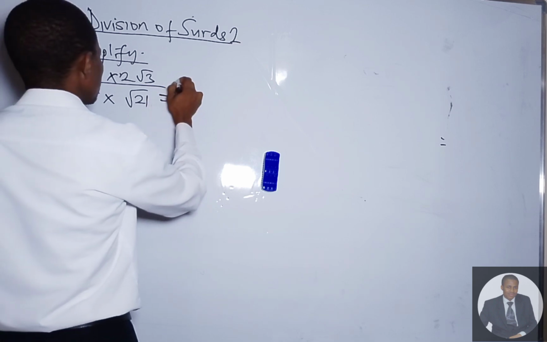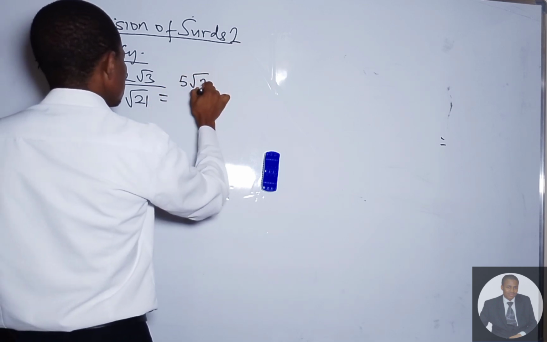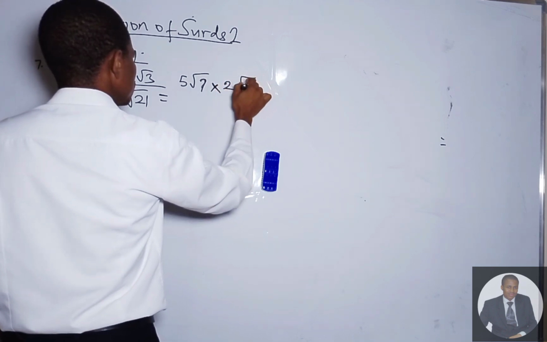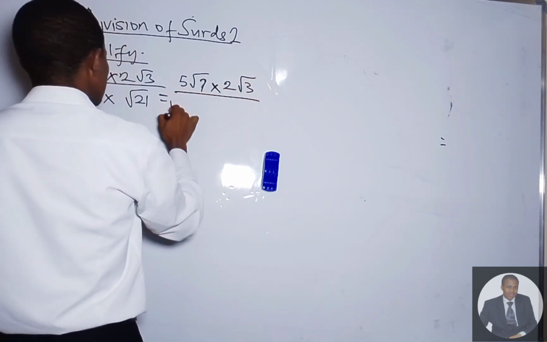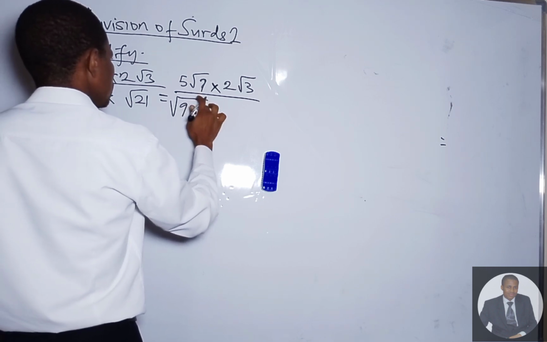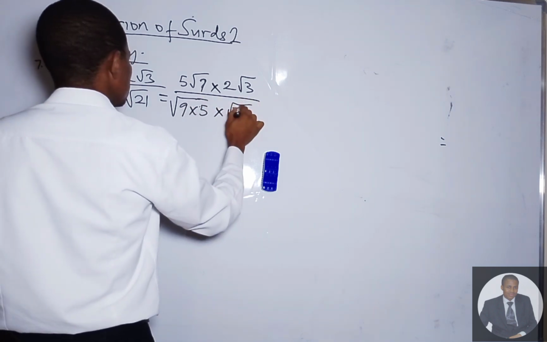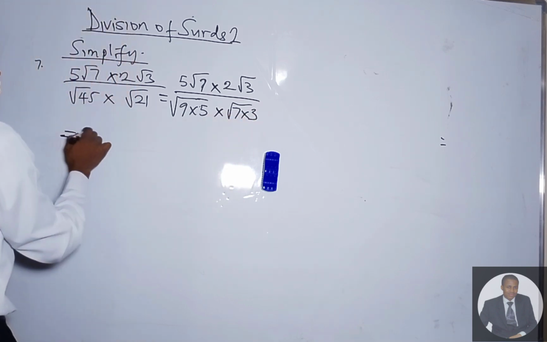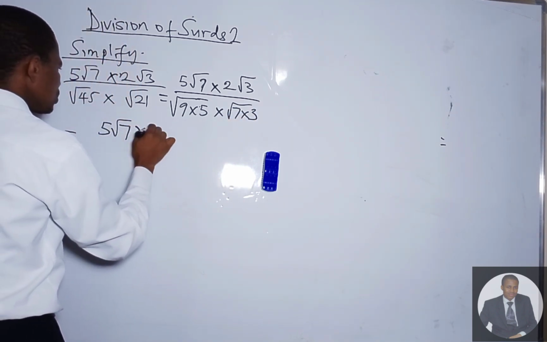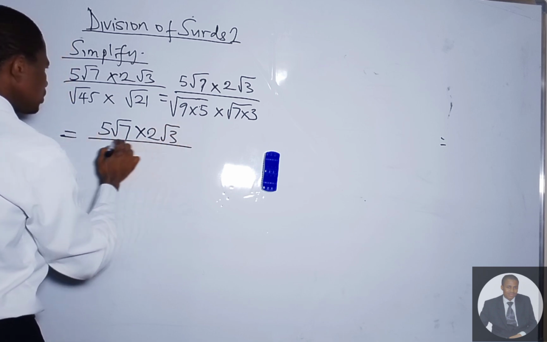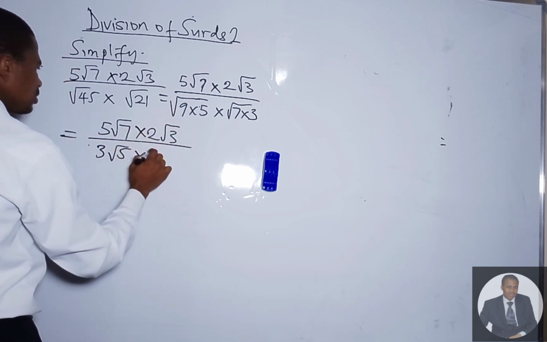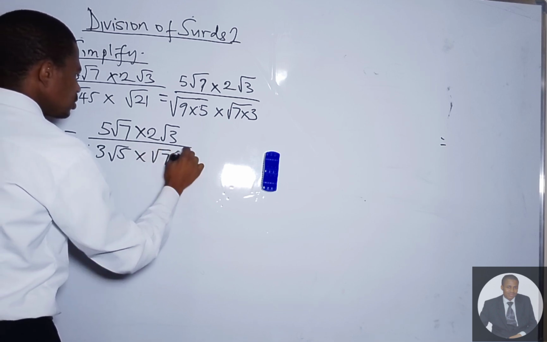We simply simplify, break down to smaller units. We have 5 root 7 times 2 root 3. Root 45 is the same thing as root 9 times 5, while root 21 is root 7 times 3. So we come here, 5 root 7 times 2 root 3 divided by the square root of 9, which is 3, so 3 root 5 times root 7 times root 3.